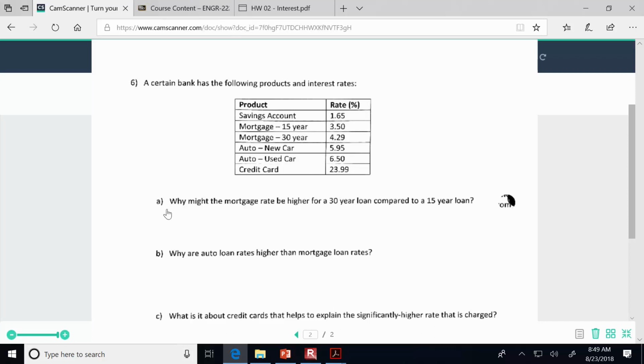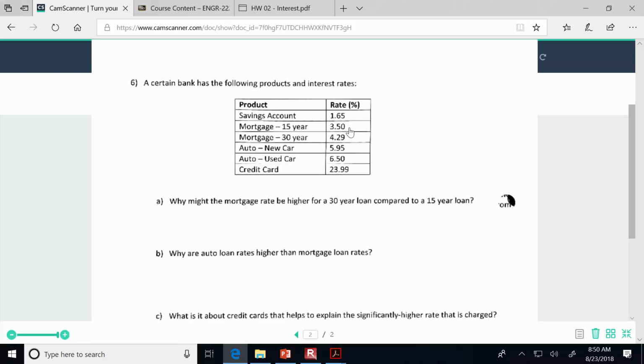Okay, so first of all, I asked the question, why might the mortgage rate be higher for a 30-year loan compared to a 15-year loan? What'd you write for there? Any speculation or thoughts on why the bank charges 4.29% for a 30-year loan versus 3.5% for a 15-year loan? Time value of money. Okay, what do you mean by that? It's going farther into the future, so the money's going to have even lesser value. They have to make more for it to even out.